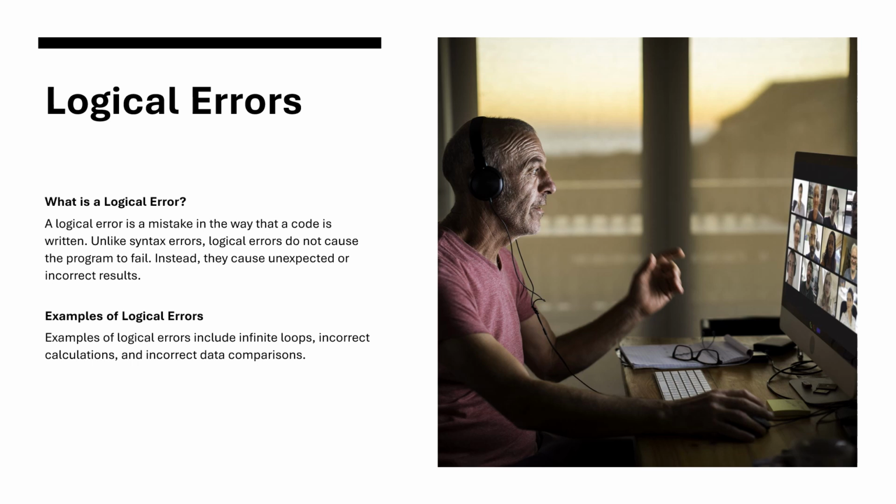Logical errors. What is a logical error? A logical error is a mistake in the way that a code is written. Unlike syntax errors, logical errors do not cause the program to fail. Instead, they cause unexpected or incorrect results. Examples of logical errors include infinite loops, incorrect calculations, and incorrect data comparisons.